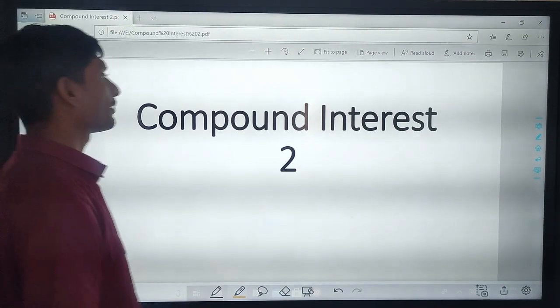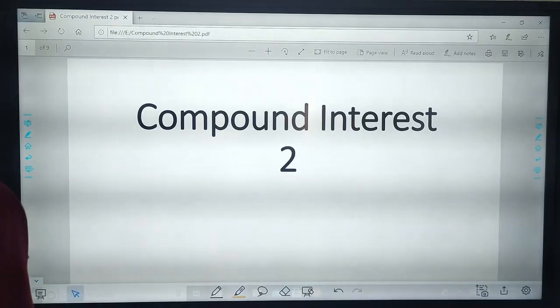Today we discuss a topic, compound interest. Now we see the examples.